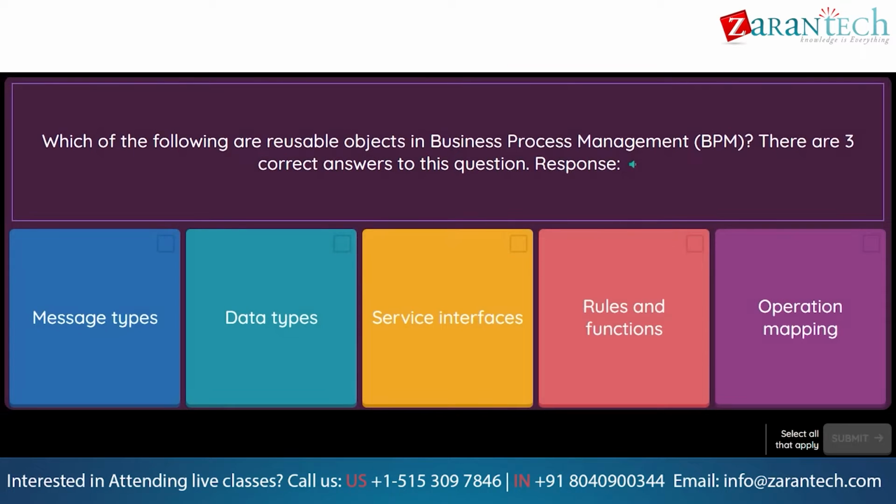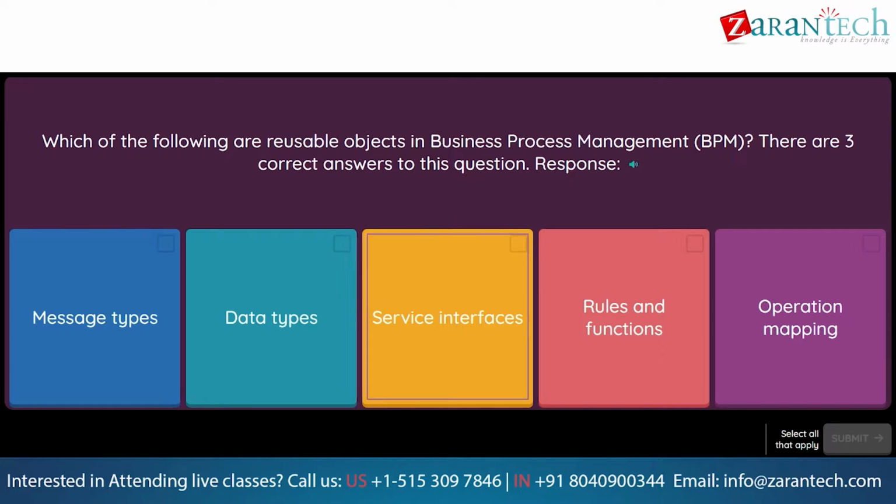Question: which of the following are reusable objects in Business Process Management, BPM? There are three correct answers to this question. Response: Option 1 Message Types, Option 2 Data Types, Option 3 Service Interfaces, Option 4 Rules and Functions, Option 5 Operation Mapping.